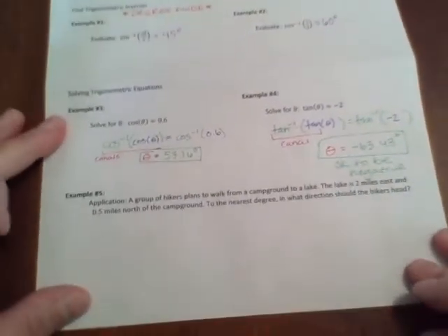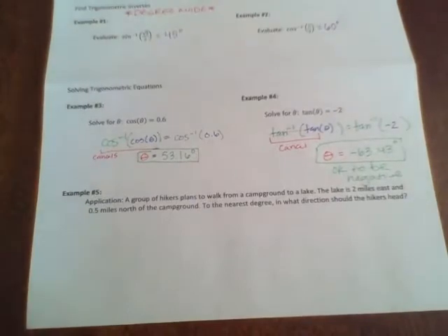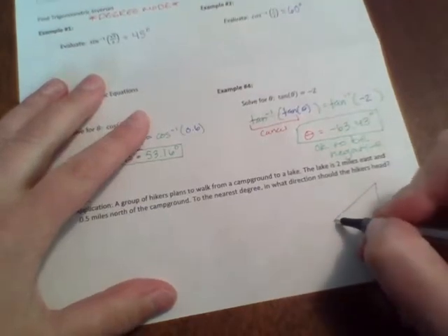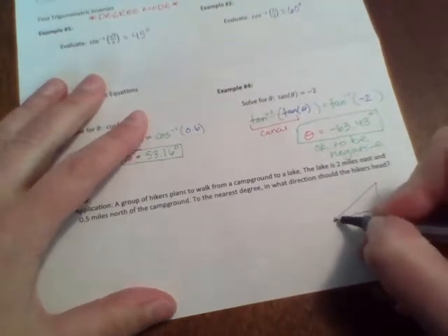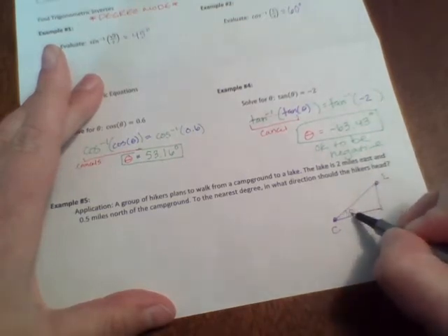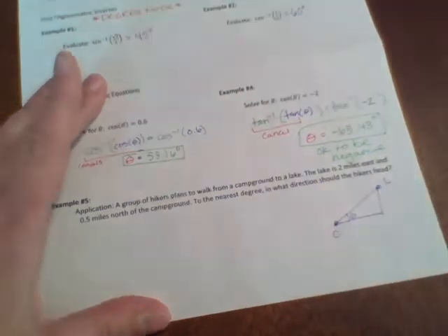All right, our last example here is an application. Looks like a group of hikers plans to walk from a campground to a lake. The lake is 2 miles east and a half a mile north of the campground. And so to the nearest degree, in what direction should the hikers head to get there directly? So taking a look at an image of what's happening, over here is the campground, and over here is the lake, and we're going to try to tell them what direction to head, okay?